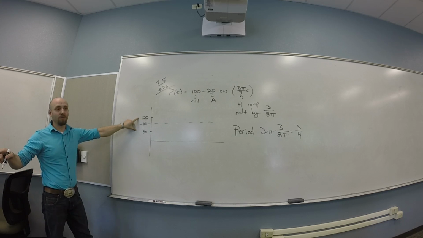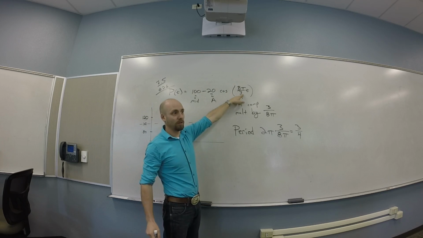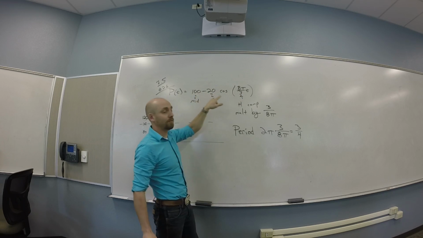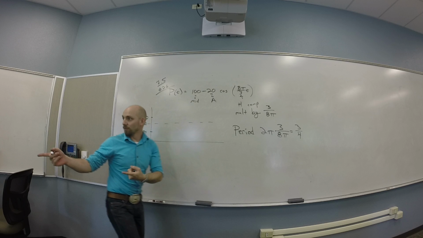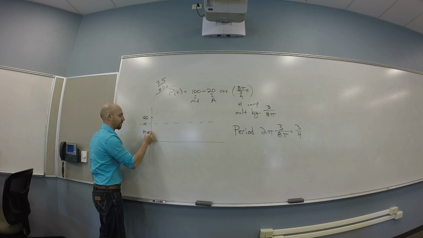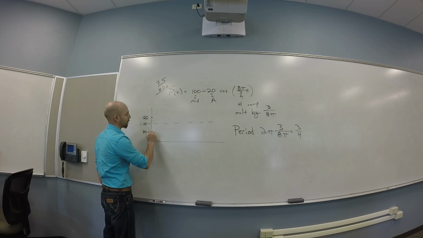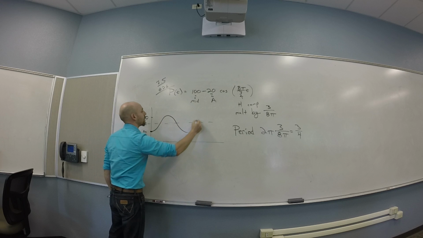When t is 0, right? Cosine of 0 is 1. So I got 100 minus 20. Really the rules of minus cosine, right? So it's going to look like a flipped over cosine graph. Okay, so if it looks like flipped over cosine, it does this.